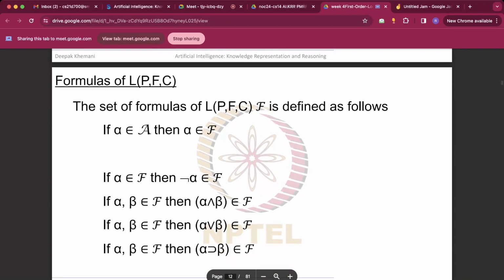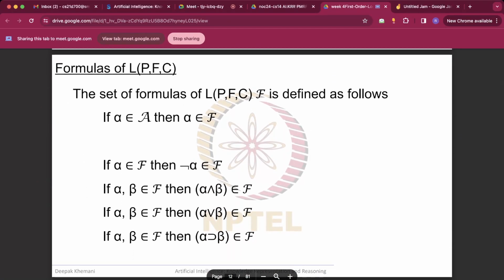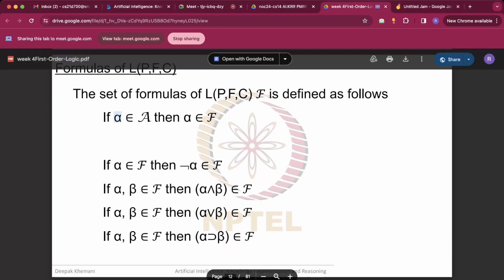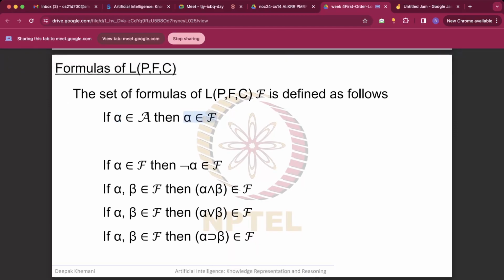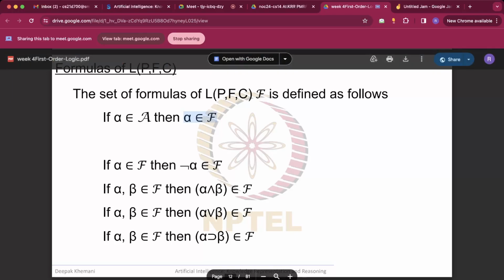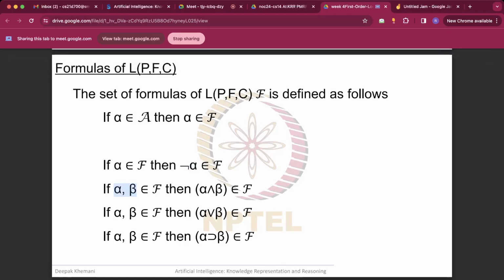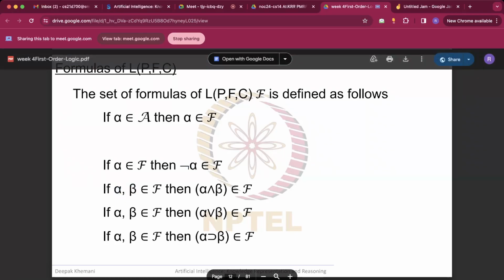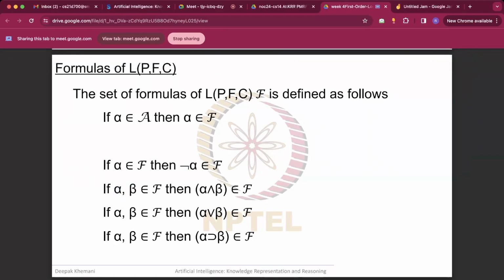Now let's look at what a formula is in general, not just an atomic formula. If alpha is an atomic formula, then alpha is also a general formula. Of course, that makes sense, right? If it is the smallest unit, then it also belongs to the larger set of all formulas. Now if alpha is a formula, then the negation of that is also a formula. If alpha and beta are two formulas, then alpha and beta is also a formula, alpha or beta is also a formula, and alpha implies beta is also a formula. So these are formulas.